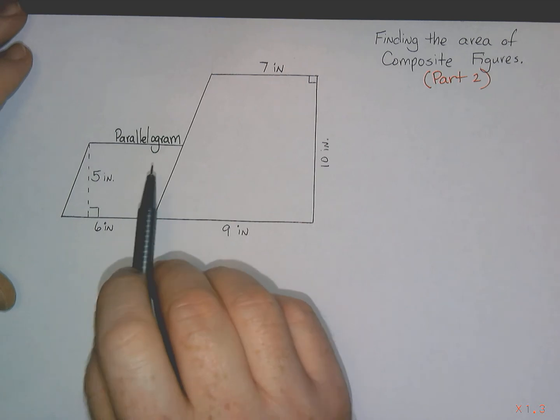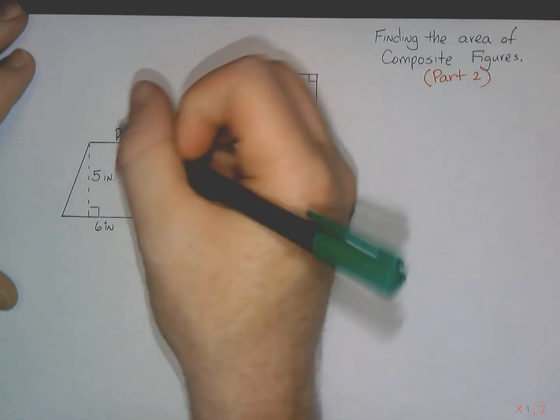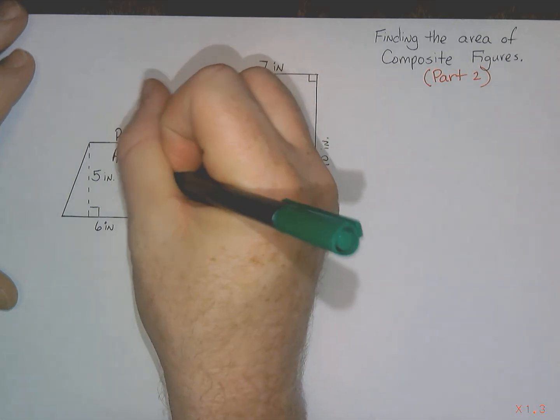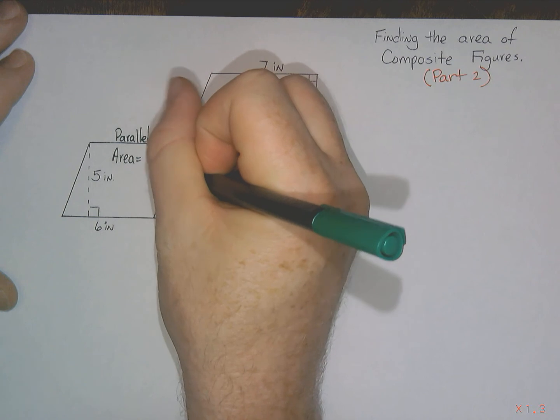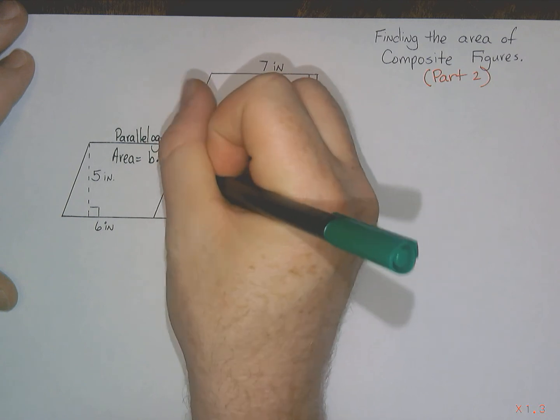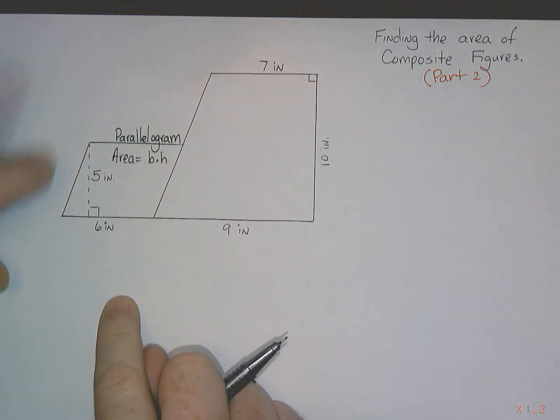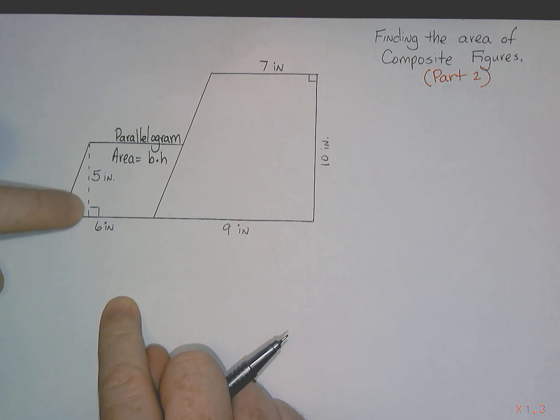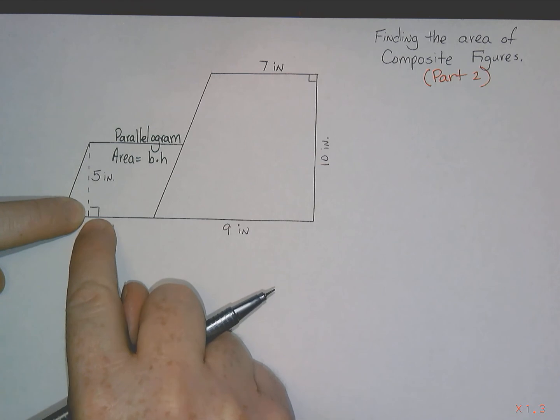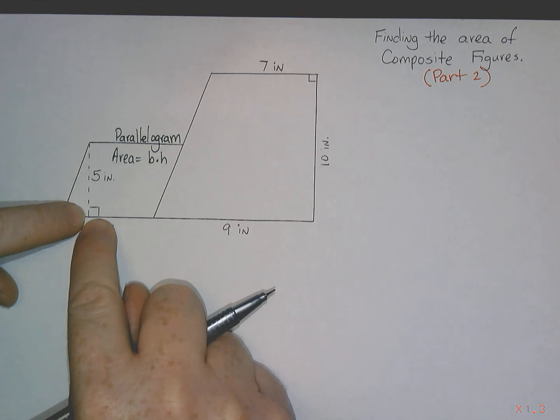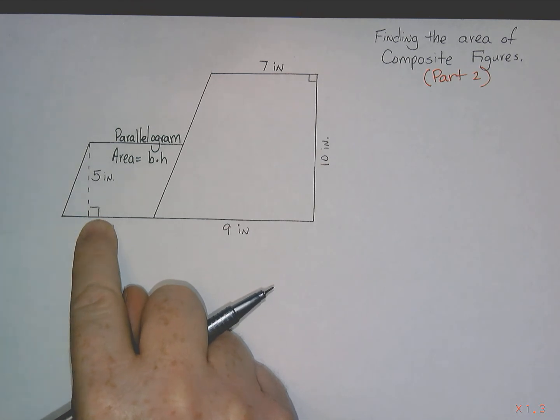Now, if you recall, the area of a parallelogram, area equals base times height. And the height, this is not the height here. The height's going to be strictly up and down. That's what this 90-degree box down here means. It means it goes up and down. It's perpendicular to the base. It means it's straight up and down.